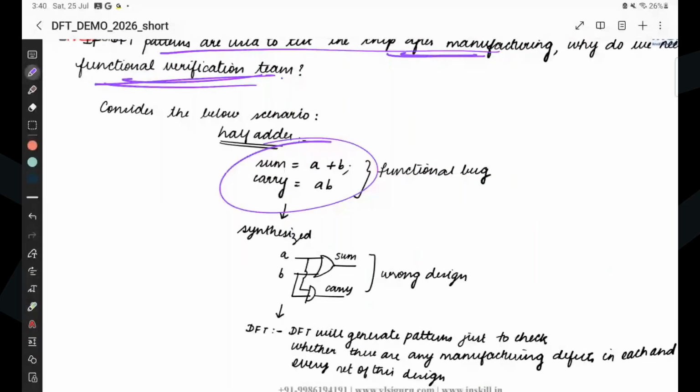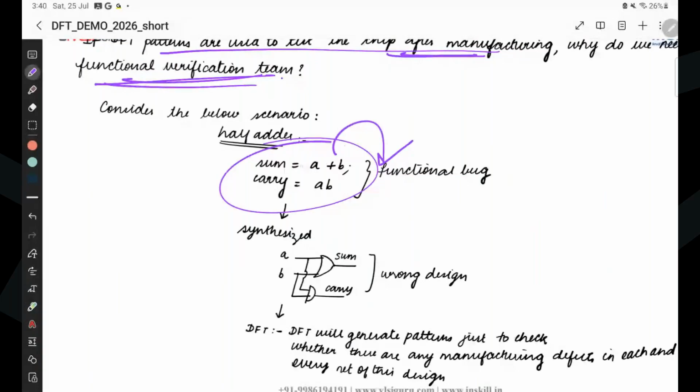No, this is not correct. Yes, Shilpa, your answer is correct. So this is a functional bug. Sum should have been A XOR B. Yes, Kapil, your answer is also correct. Sum should have been A XOR B, but someone mistakenly wrote sum is equal to A plus B. So this is the functional bug.